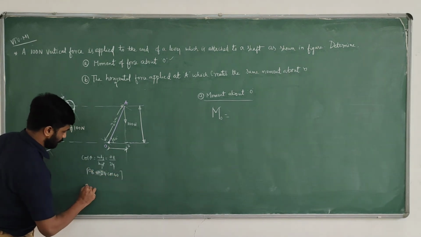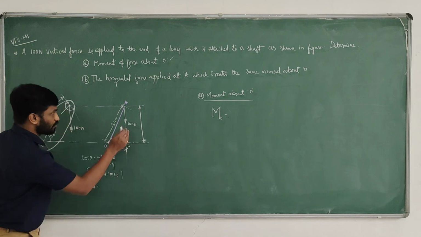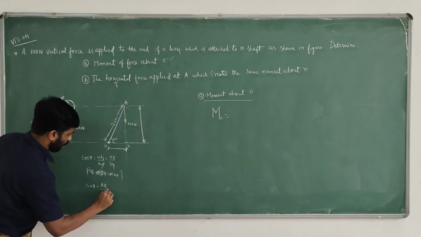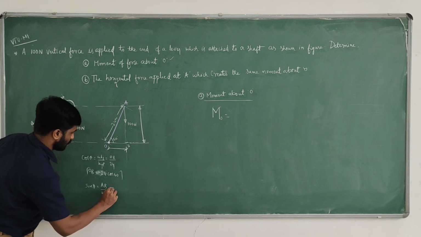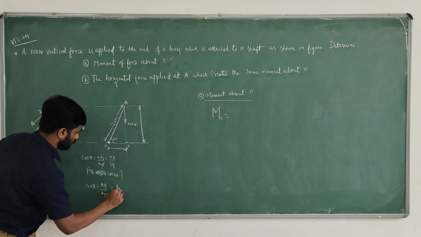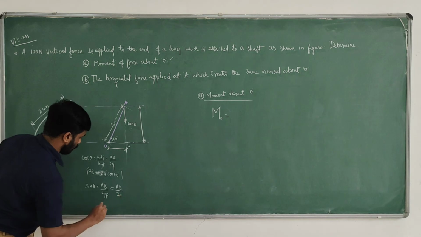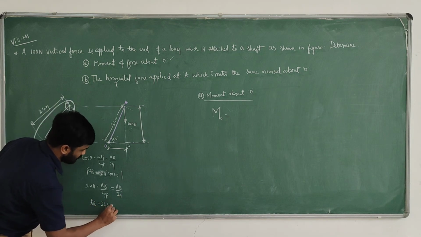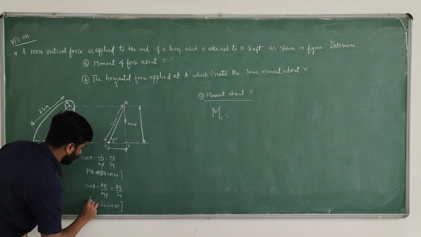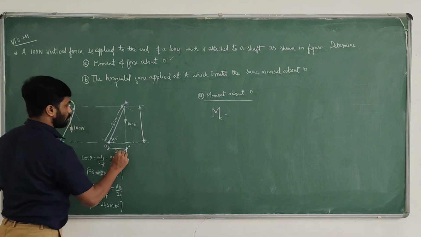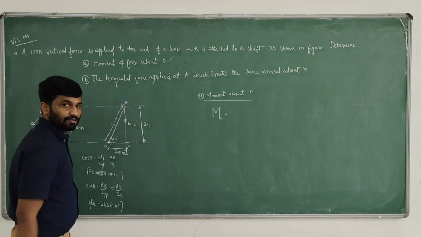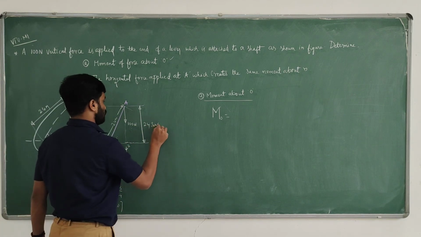Similarly, sin theta is opposite by hypotenuse. Opposite is AB, hypotenuse is 24. So AB equals 24 sin theta, theta is 60, so AB is 24 sin 60. So the horizontal component is 24 cos 60 and the vertical component is 24 sin 60.